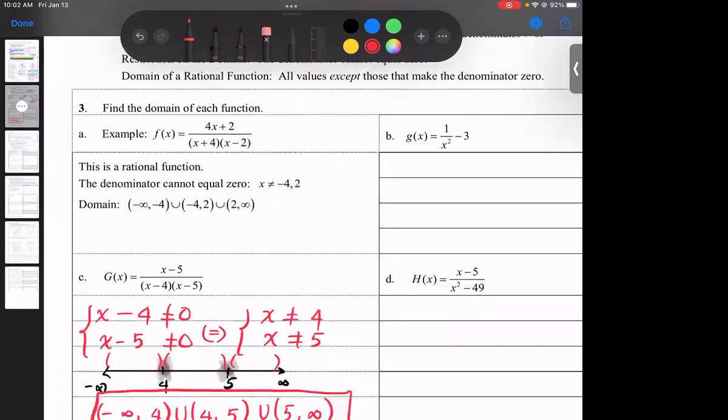It should be easy. What is my domain? Very good. X cannot be 0. So the only thing I see here, the only denominator I see here is x squared, right? So x squared cannot be 0. If you square both sides, what happened? Oh, plus minus 0 is still 0.